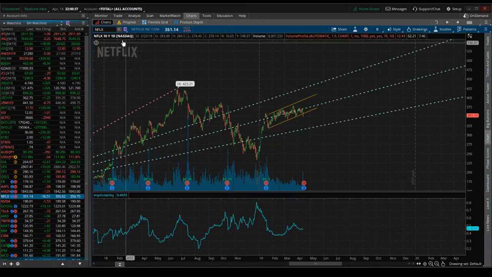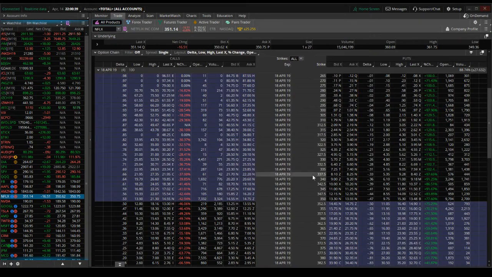And then OI is open interest, okay? Implied volatility, they show you in percentages, and you can see that on your trade screen here. But when we look at open interest, that's this column right here, and you can customize these however you want. Open interest is a really important thing to know.